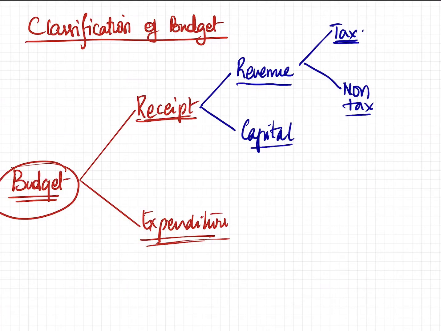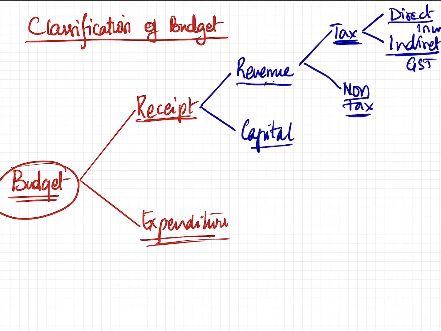Taxes are of two types: direct tax and indirect tax. Example of direct tax is income tax, and example of indirect tax is GST. We'll keep for later what is direct and indirect and how it is differentiated. For now, you understand that tax is a type of revenue receipt. Why? Because tax does not increase the liability of the government. That means the government does not have to give it back to somebody, nor does it reduce the asset of the government. So that's why it's a revenue receipt.